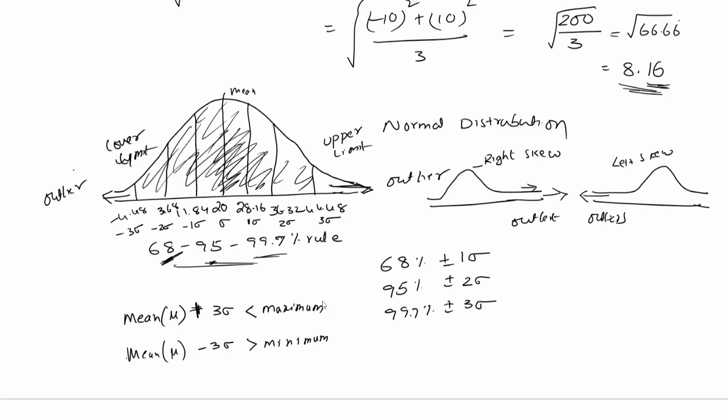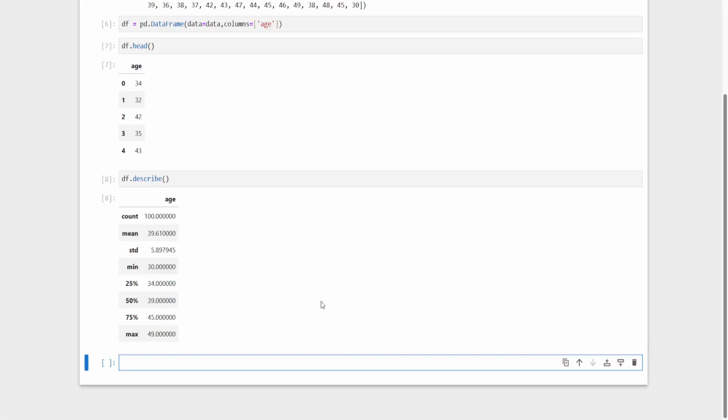So now if we go back to our Python, where we have this data frame statistics here, the mean is 39.16 and the standard deviation is 5.89. So 5.89 times 3 is about 17.4, and we add that 17.4 to 39. Let's do that in Python for a better understanding.